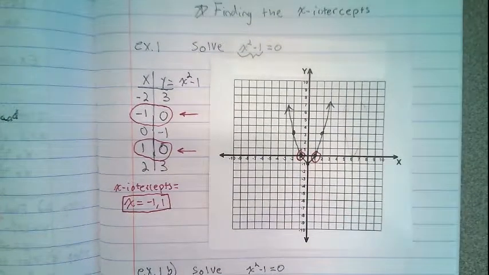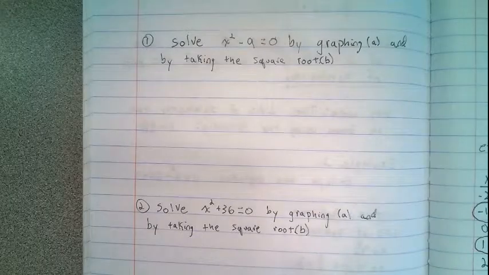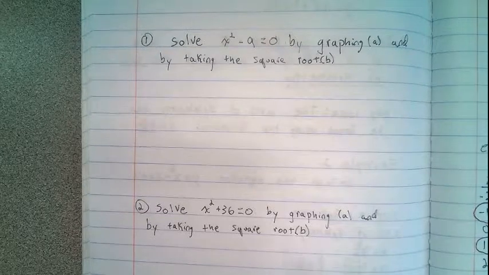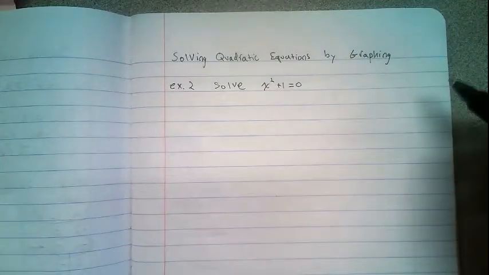On the left side, you're going to do this problem right here. You're going to solve x squared minus 9 equals 0 by graphing, part A, and then by taking the square root, part B. So you're going to solve it twice. So flip the page, and this is example 2.